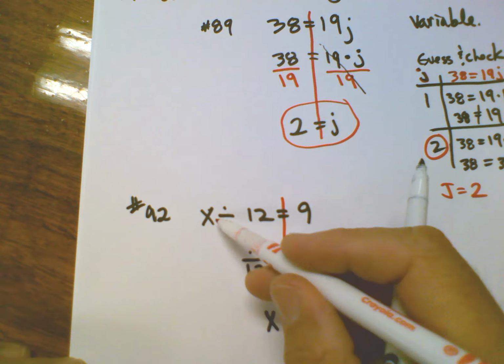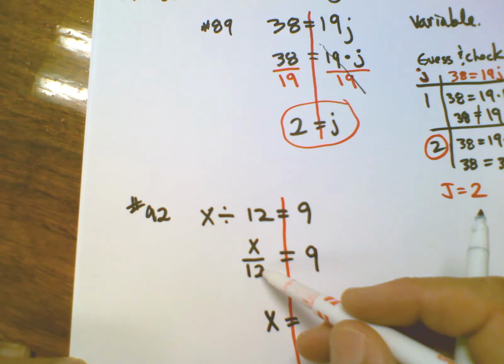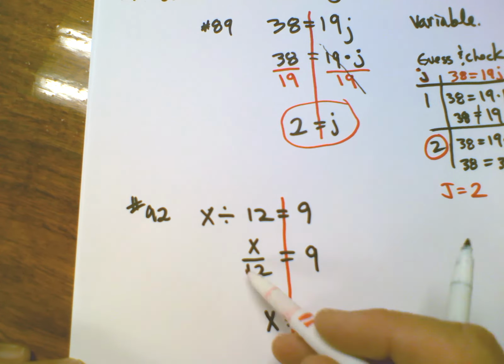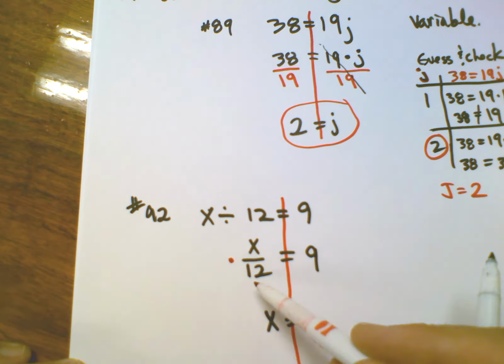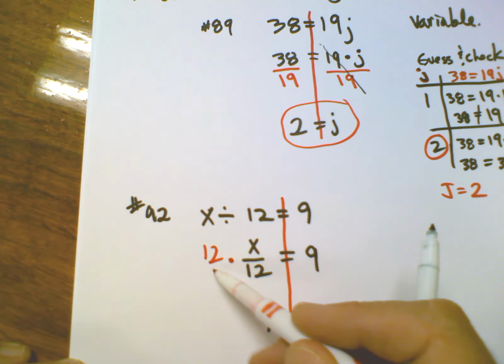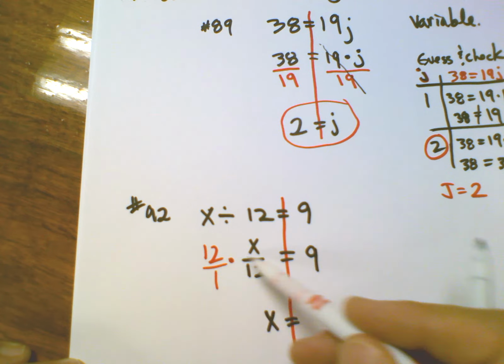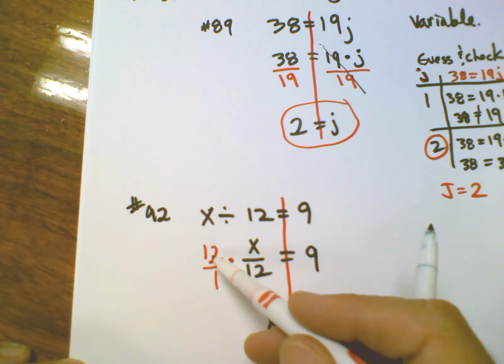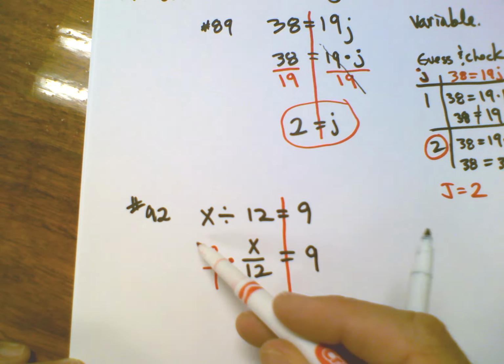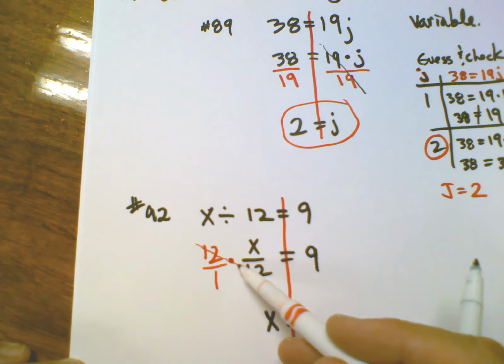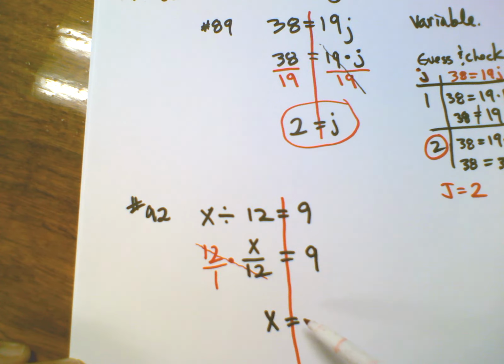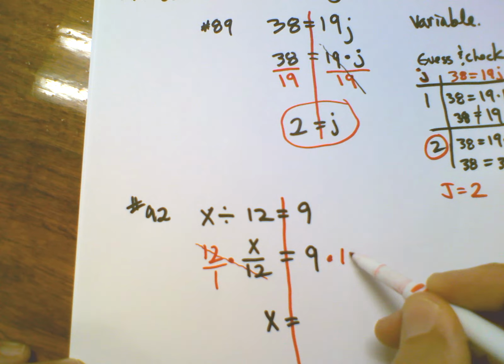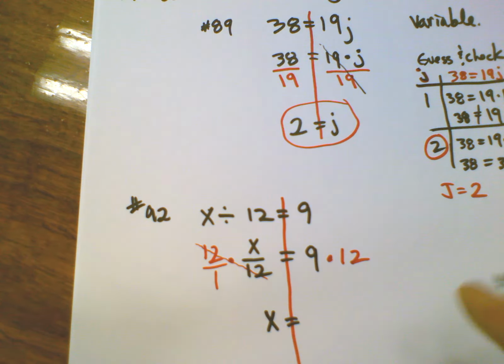If I look at this x divided by 12, it can be written as a fraction as x over 12. And that might be easier to see that the operation that's going to get rid of this is multiplication. Because if I multiply by 12 and I'm multiplying a fraction here, 12 over 1, 12 times x over 12, what happens? Those 12s cancel out, right? They become 1. So I end up with 1x. So what I did to one side, I have to do to the other. So 9 times 12 is 108. And there's my answer.